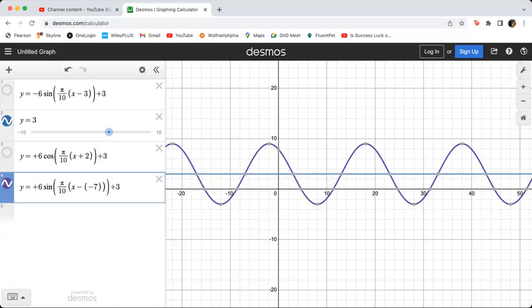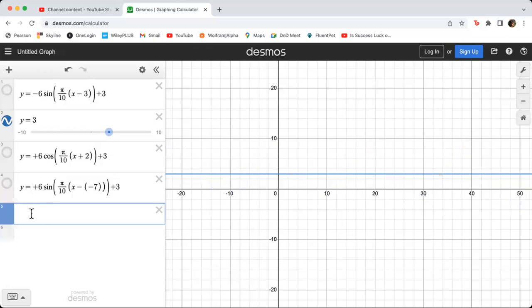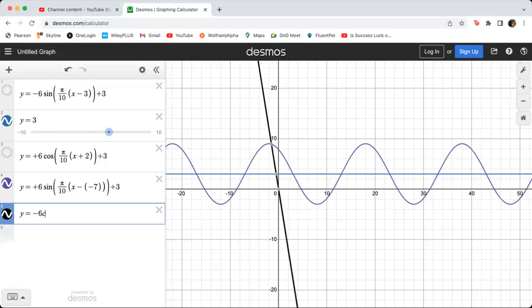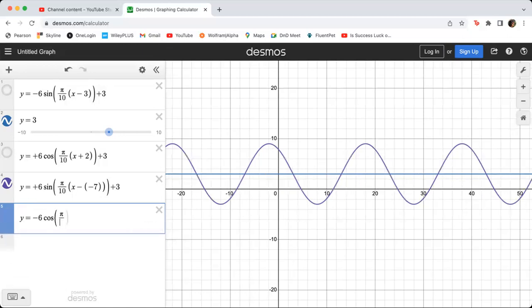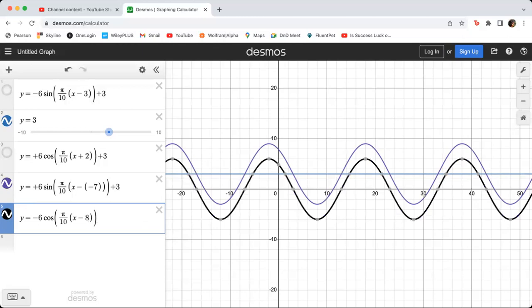So those are just different points. We pick one, and the point that we choose will determine what we put for our horizontal shift, what we put for the trig function, and whether we have a plus or a minus on that trig function. So we could also write a negative cosine version of things. y equals -6 cosine of pi/10 times x minus, then I have to figure out one of the points where we're at the bottom. So like, a bottom point is 8, -3. So x minus 8, close that, add 3.